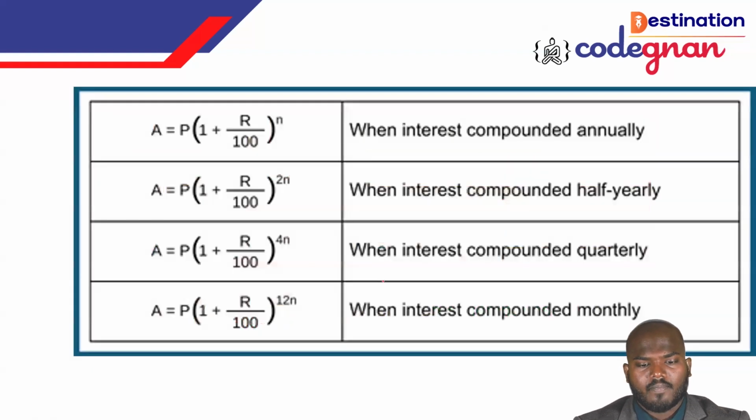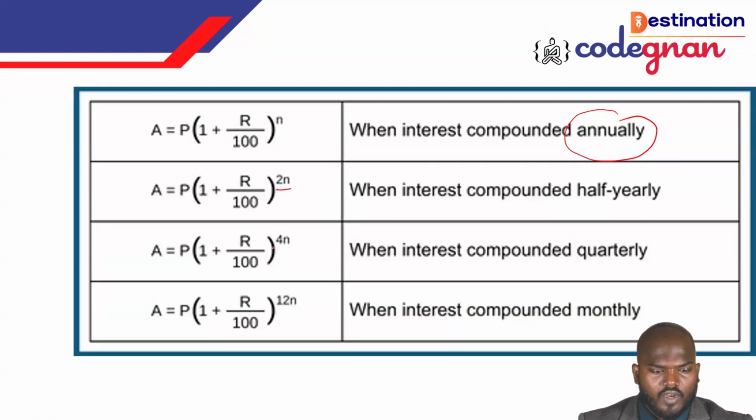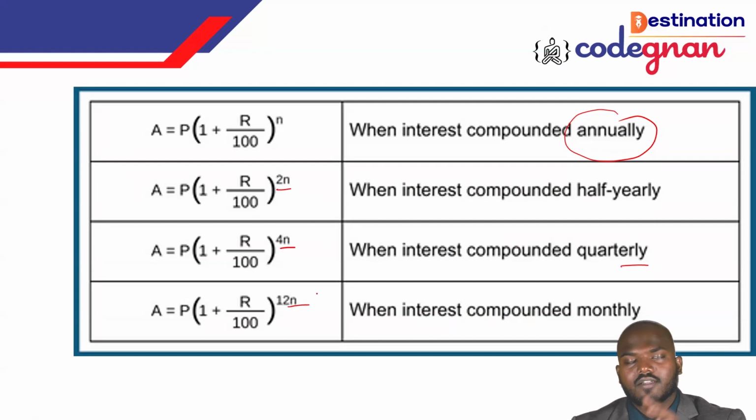If the interest is compounded annually, meaning once a year, A = P(1 + R/100)^N. If it is compounded half-yearly, the power is 2N. If it is quarterly, the power is 4N. If it is monthly, the power is 12N. This is a very simple formula.